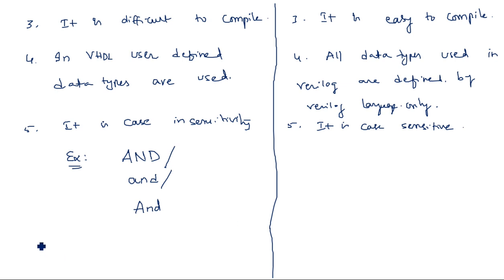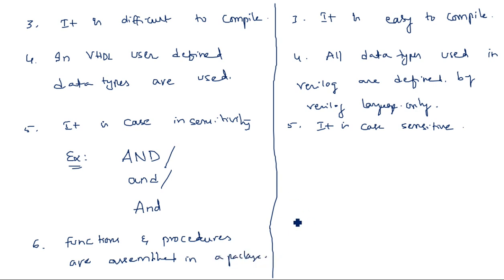And coming to the next point, in VHDL functions and procedures are assembled in a package. In Verilog, functions and procedures are assembled in separate system files. In VHDL we use packages and libraries like that, whereas in Verilog separate files are maintained.